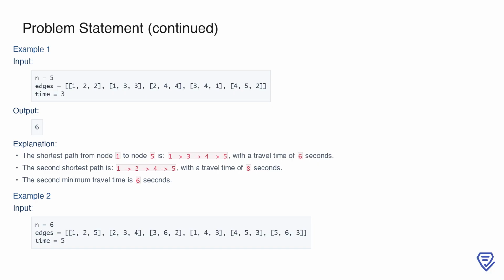Here, n is 5, and the edges array specifies the graph structure with edges like 1, 2, 2, which means there's a directed edge from node 1 to node 2 with a travel time of 2 seconds. The traversal time is given as 3. The output for this example is 6. The explanation is as follows. The shortest path from node 1 to node 5 is through the route 1-3-4-5, which has a total travel time of 6 seconds. A second valid path exists, 1-2-4-5, but its travel time is 8 seconds. Since we're interested in the second minimum travel time, the answer remains 6 seconds.